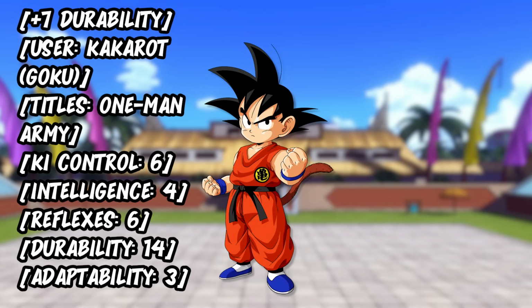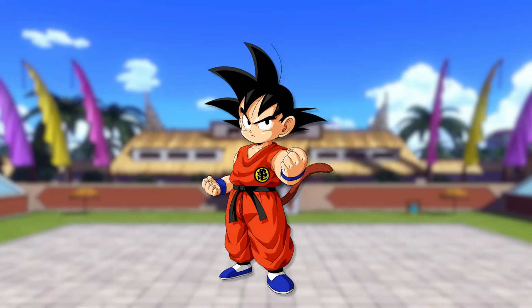+7 durability. User Kakarot (Goku). Titles, One Man Army. Ki control 6, intelligence 4, reflexes 6, durability 14, adaptability 3. Whoa, he thinks upon feeling how much stronger he's become. Now for the 22nd Tenkaichi Budokai.